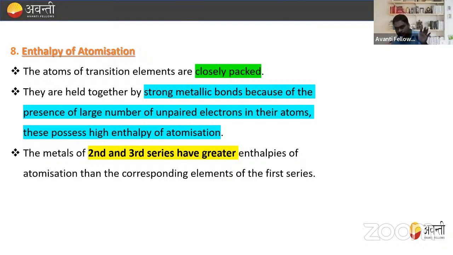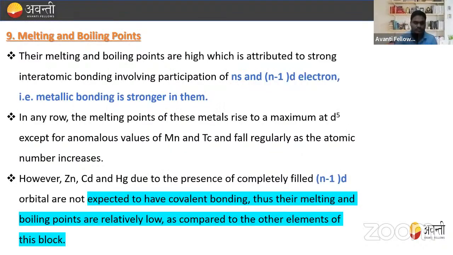What points do you need to remember? First, the atoms of the transition elements are closely packed and they are held together by the strong metallic bond because of the presence of a large number of unpaired electrons in their atoms, and they possess high enthalpy of atomization. And next, the metals of the second series and the third series have a greater enthalpy of atomization than the corresponding elements of the first series, right?